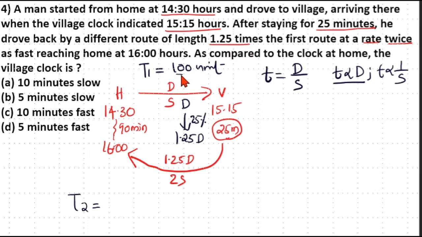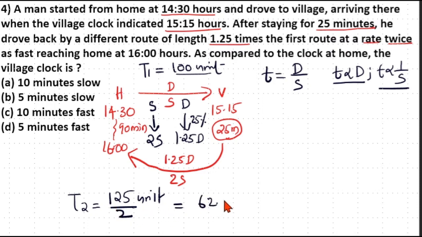So if the initial time is 100 units, the final time will be 100 plus 25, 125 units, because time is directly proportional to distance. But here the initial speed was s and the final speed increased to 2s. So when s increases to 2s, the time will be half of this initial time, because time is inversely proportional to speed. So when speed increases, time decreases. So the time will be half of 125, which is equal to 62.5 units.